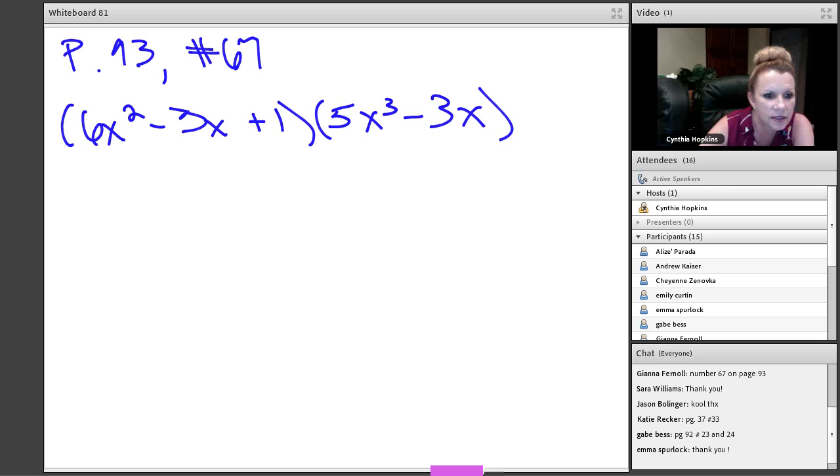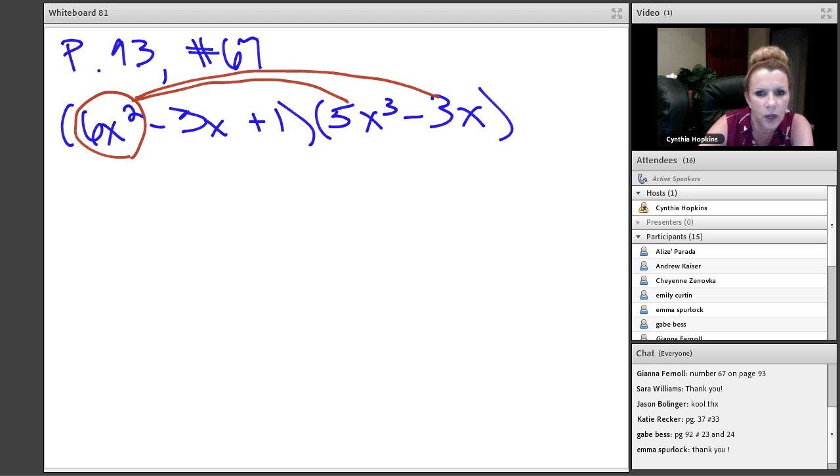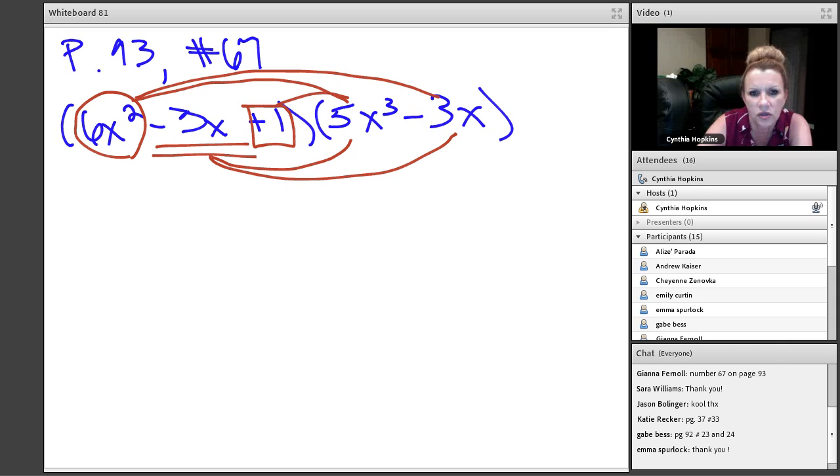Okay, let's see. I'm going to use red. I'm going to circle this, and I'm going to distribute once and twice, and I'll write those down. Then I'm going to go to my second term, negative 3x, and I'm going to distribute once and twice. And finally, I'll go to my third term and distribute once and twice. So I'm going to do the distributive property 6 times here.